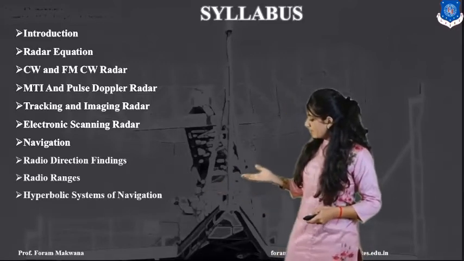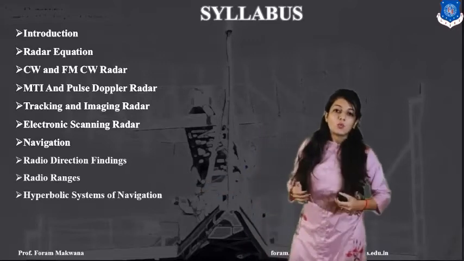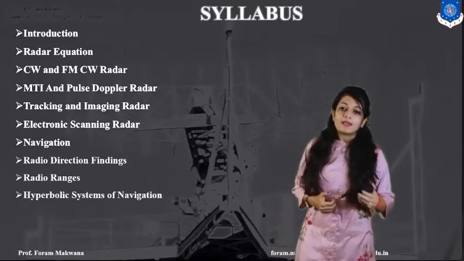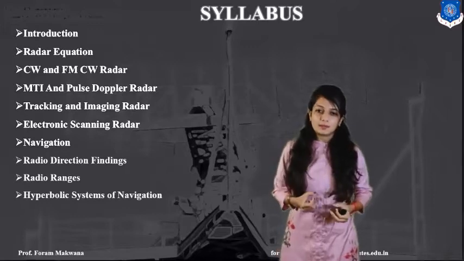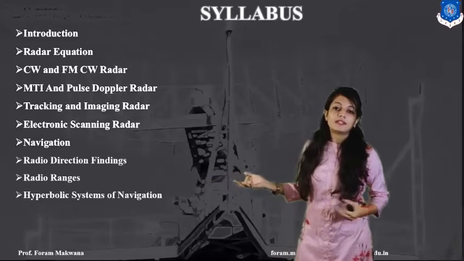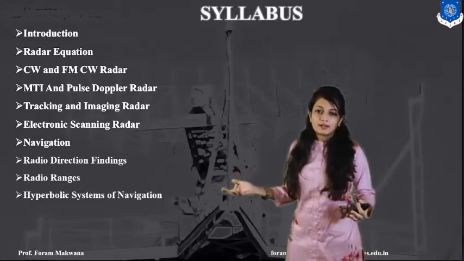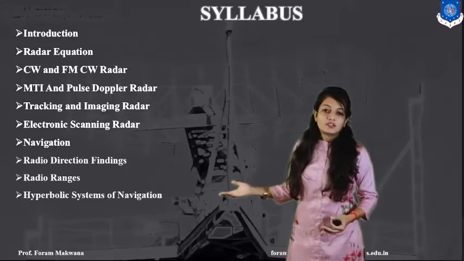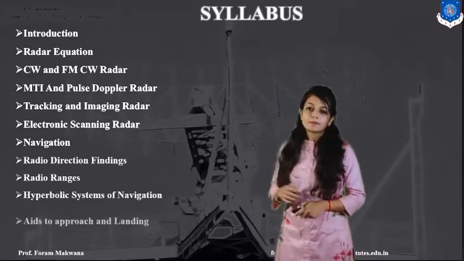Chapter number 10, that is the hyperbolic system of navigation. Now what do you mean by hyperbolic system? Hyperbolic system means my receiver is able to receive the signal from multiple transmitters. That is known as the hyperbolic system. And there are different types of hyperbolic systems like LORAN, TACAN, DECCA. These hyperbolic navigation systems we are going to study in chapter number 10.